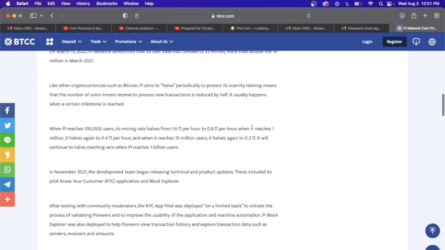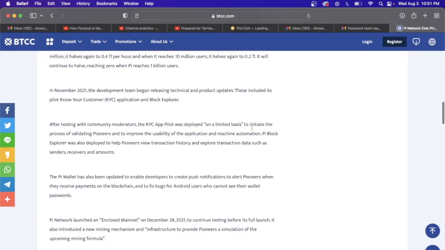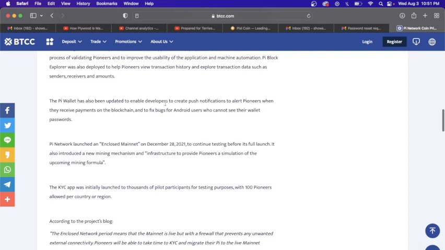So, the Pi wallet has also been updated to enable developers to create push notifications to alert Pi pioneers when they receive payments on the blockchain.